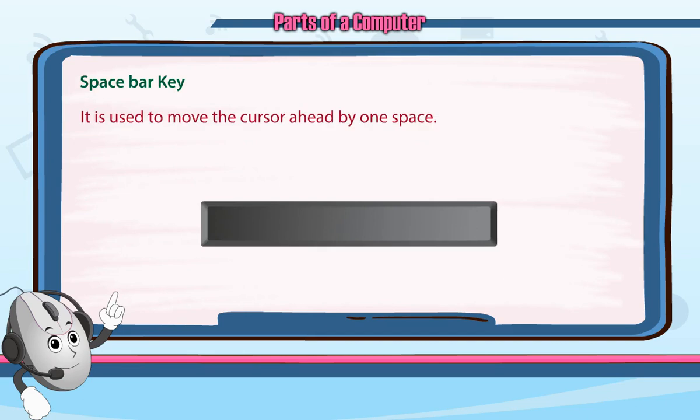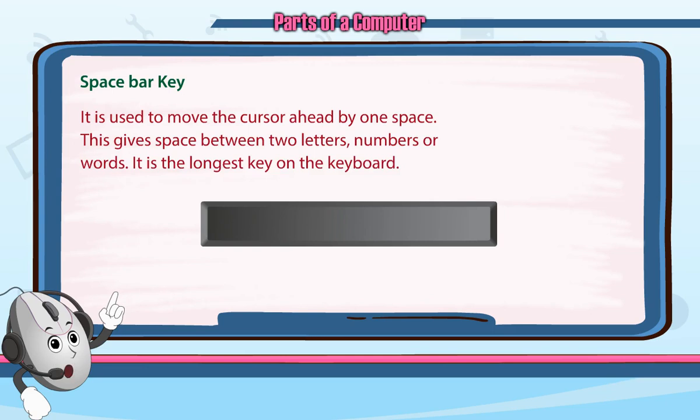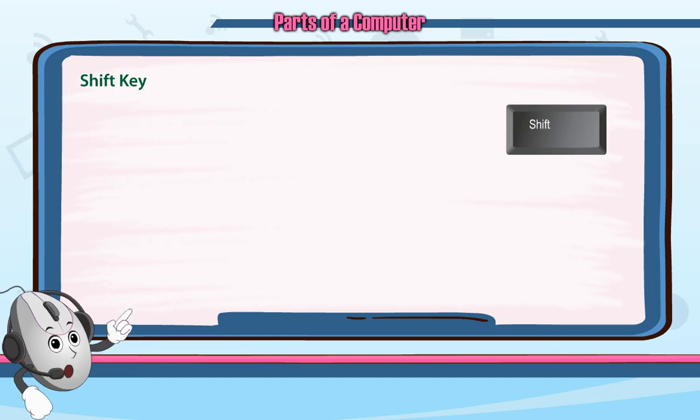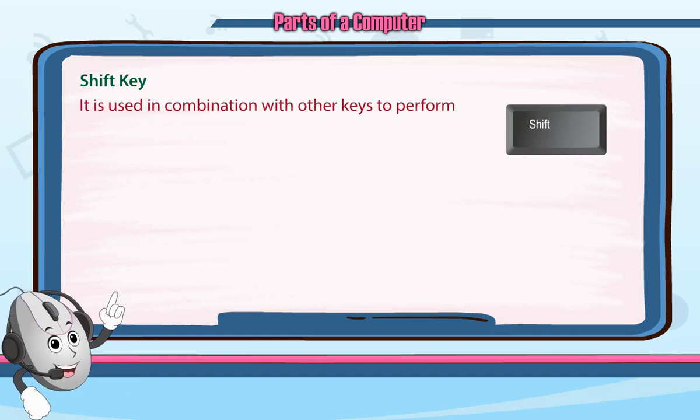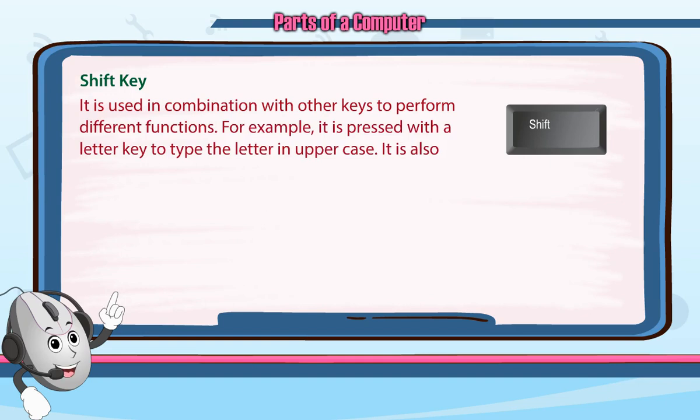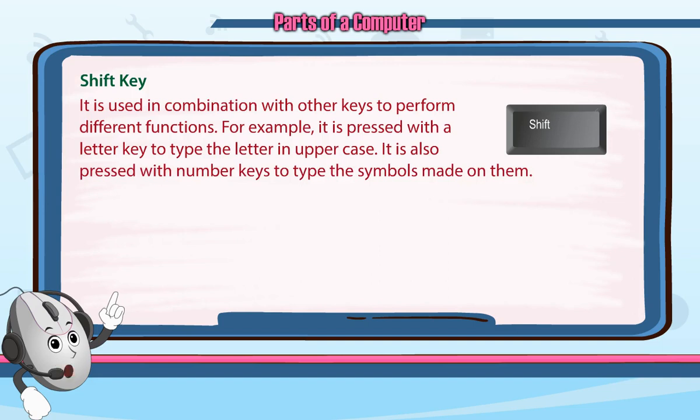Space bar key. It is used to move the cursor ahead by one space. This gives space between two letters, numbers or words. It is the longest key on the keyboard. Shift key. It is used in combination with other keys to perform different functions. For example, it is pressed with the letter key to type the letter in uppercase. It is also pressed with number keys to type the symbols marked on them.